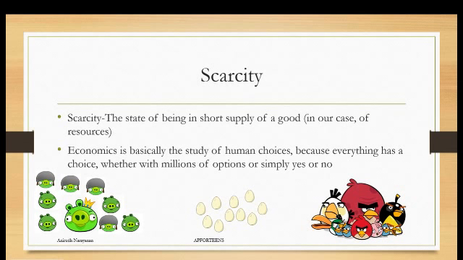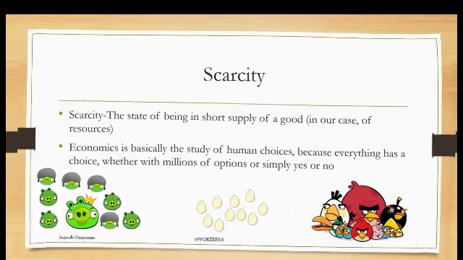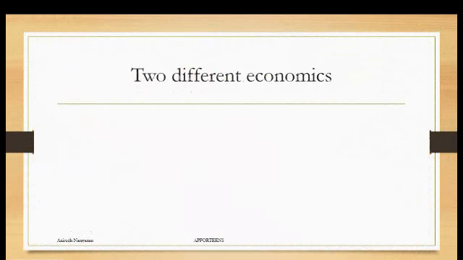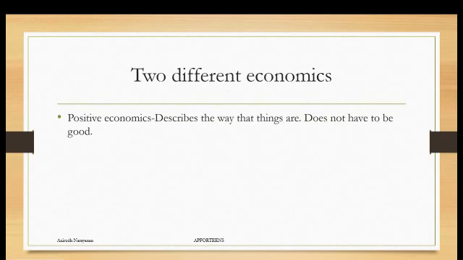Now, there are two different economics, and this is where you really want to start getting that notepad out and start writing down these terms, because this is where you really have to focus. This is the beginning, really, of what's going to be tested on the AP exam. The first one is positive economics, which describes the way things are currently. It doesn't have to be good, it just has to be something describing the economy today.